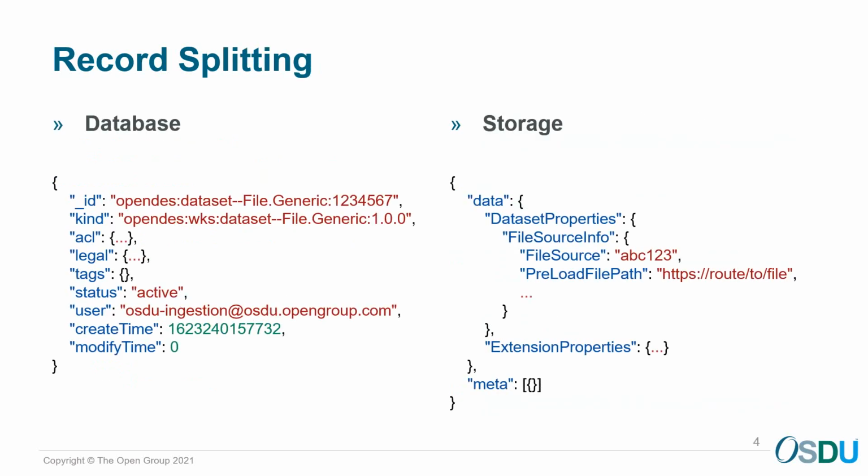As mentioned previously, the record is split into two parts. Here you can see how the created record is stored in the OSDU data system. The first one is stored in the document database and holds the basic data about the record: ID, kind, legal information, and access permissions. The second part is stored in the file storage in JSON format and contains all the other relevant information about the record.